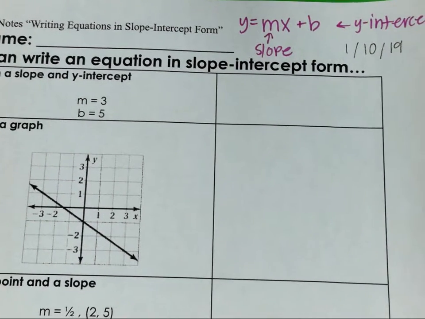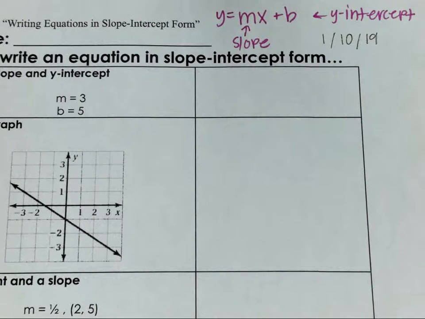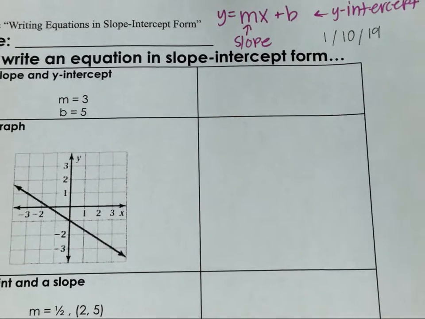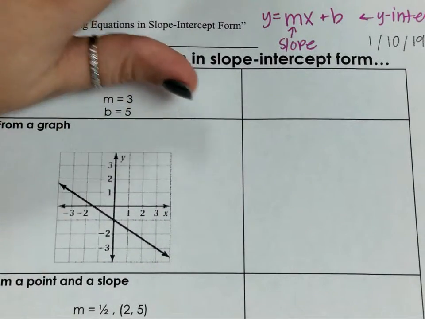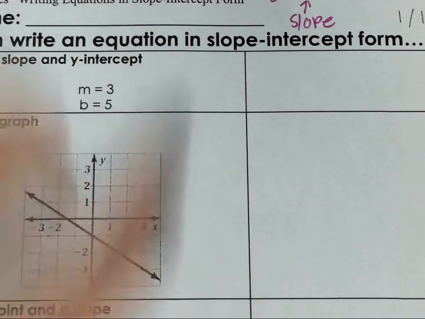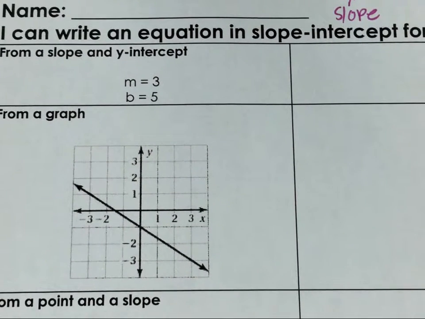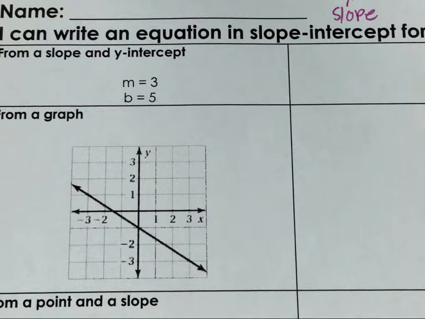Okay. So y equals mx plus b is slope-intercept form. So we're going to use all of these examples to write an equation in slope-intercept form. So this first one's a little bit of a review. We learned how to do this on, what was it, Tuesday, I believe? So I'm given a slope and a y-intercept. I want to use that to write it in slope-intercept form. Yes, Drew.